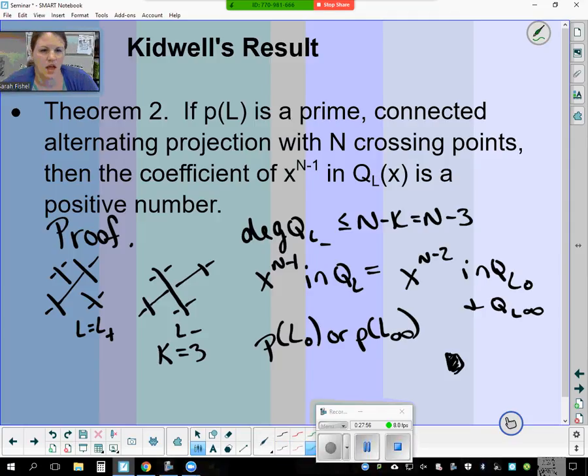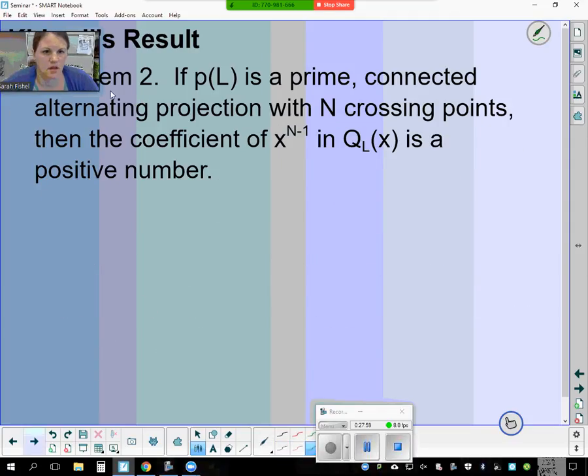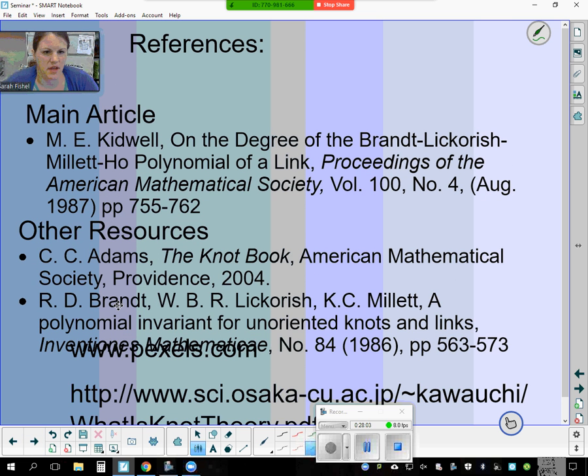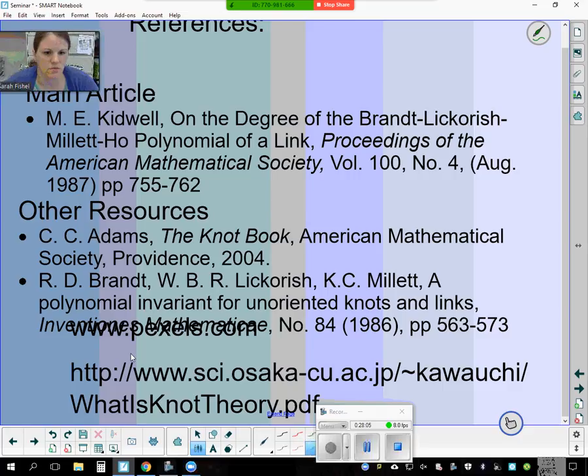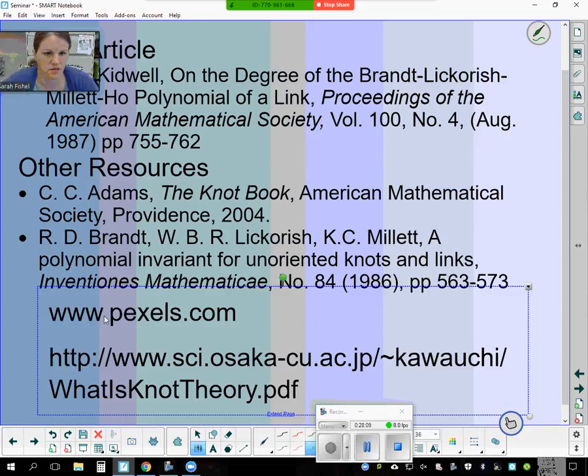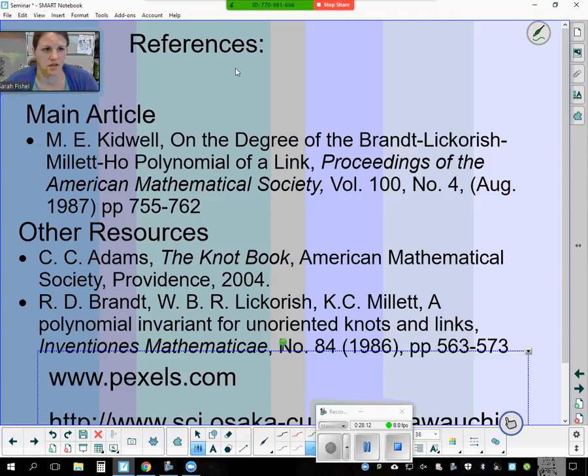Okay, and then I have my references, the main article by Mark Kidwell and other resources I used, and I still need to put these into the right format. So that's it, and then I would be ready for questions.